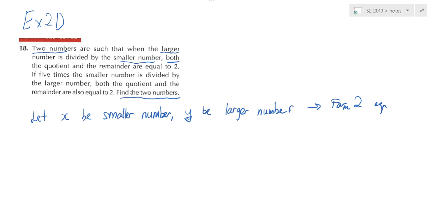Both the quotient and the remainder are equal to 2. Wow, how?